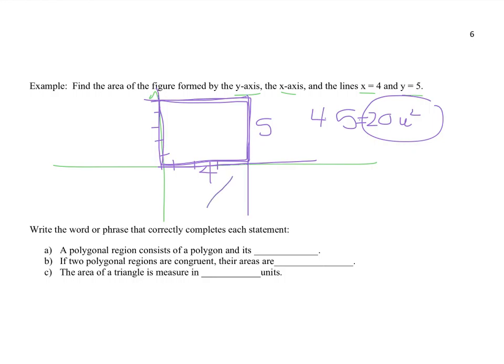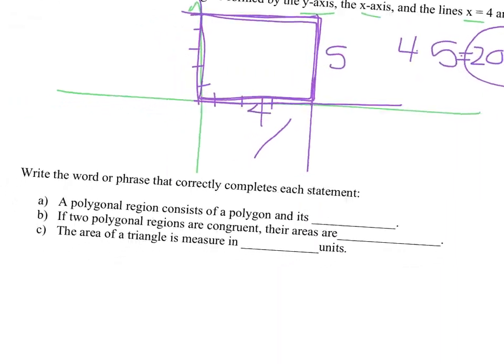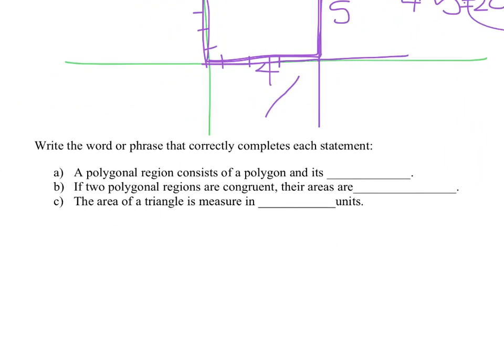And then to recap this last thing, write the word or phrase that correctly completes each statement. A polygonal region consists of a polygon and its interior. If two polygonal regions are congruent, their areas are equal. The area of a triangle is measured, should be a D there, in square units. In fact, the area of any figure is measured in square units.